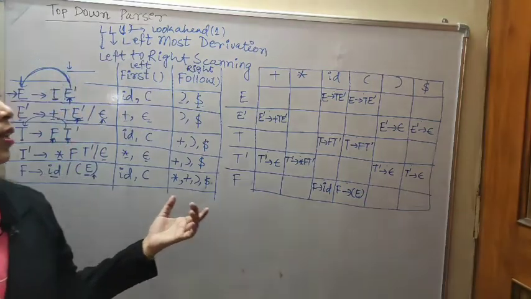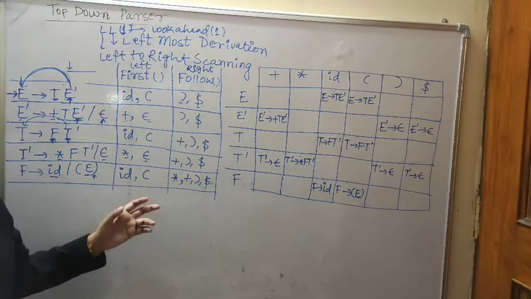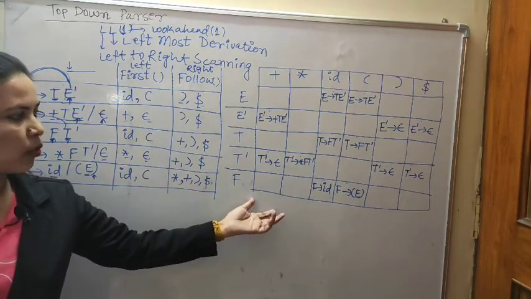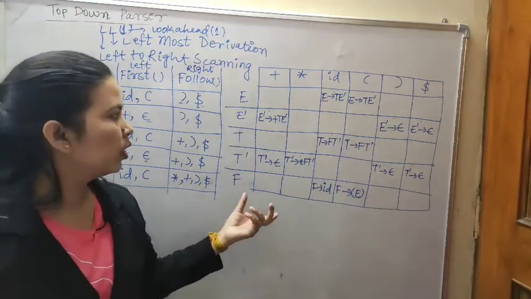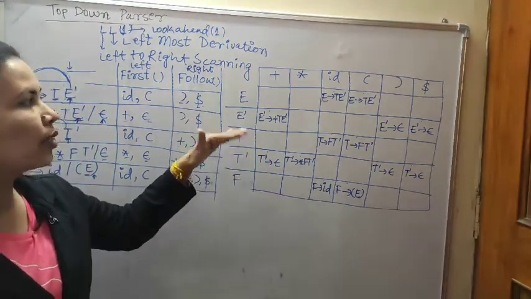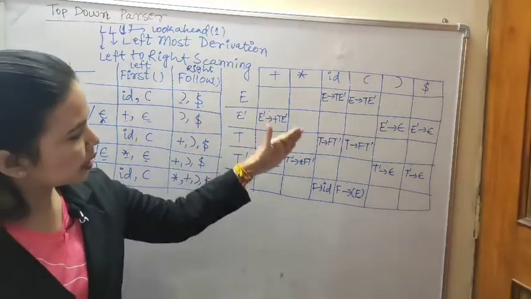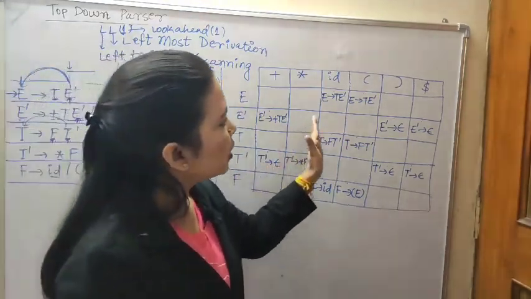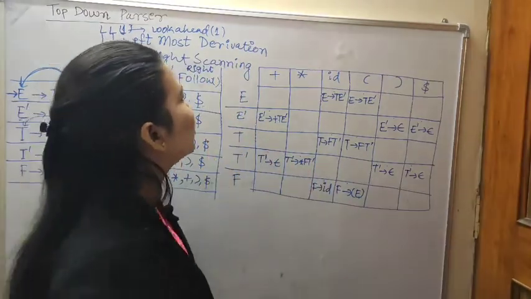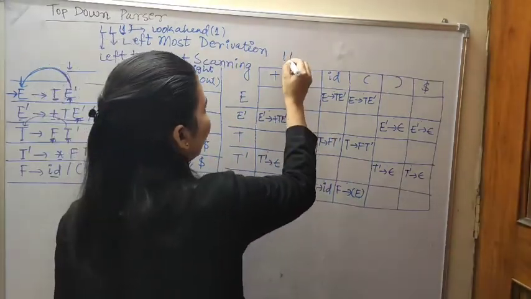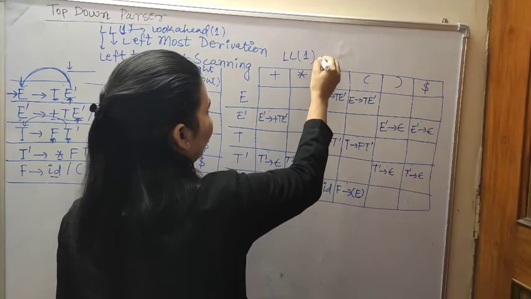Okay, so these are the functions used to make an LL1 parser table. If any grammar is given, we can check whether it is LL1 or not by looking at the parser table. If there are only single entries, then definitely it is an LL1 grammar, an LL1 parser.